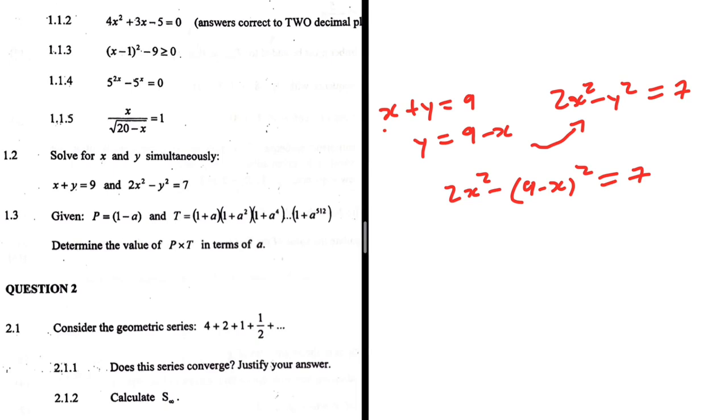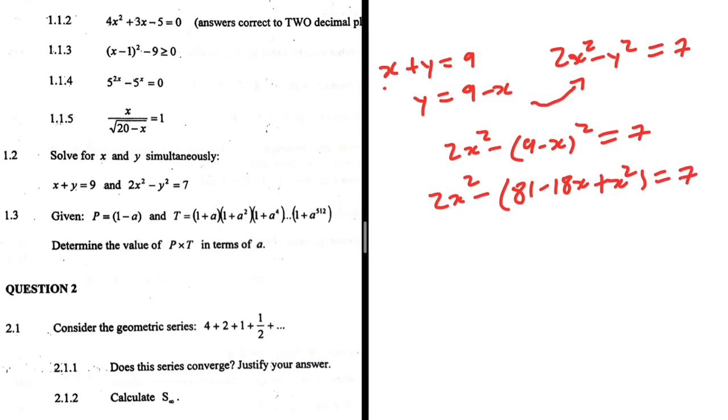So 2x squared minus. So what is 9 multiplied by 9? That is 81. 9 multiplied by minus x, you multiply that by 2, you get minus 18x. And then minus x multiplied by minus x, that is plus x squared. This is all equal to 7. So we're going to have 2x squared minus x squared, so that is x squared. And then minus, well, plus 18x when you take it out of the bracket. And then minus 81. We take 7 to the left-hand side. We get minus 7. This is all equal to 0.